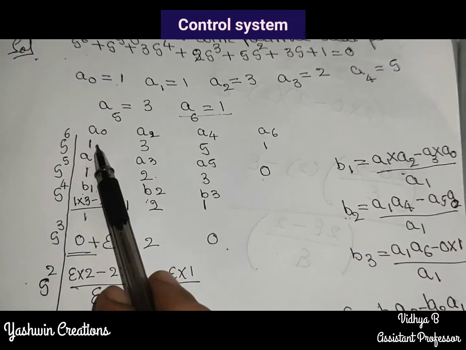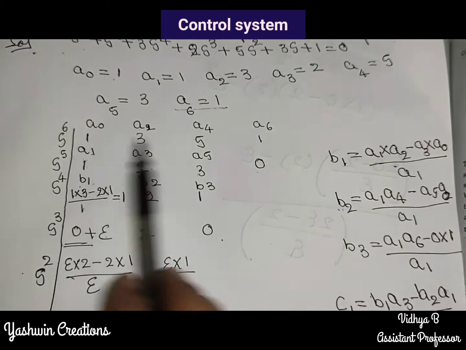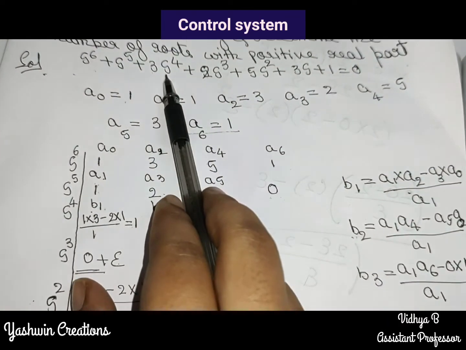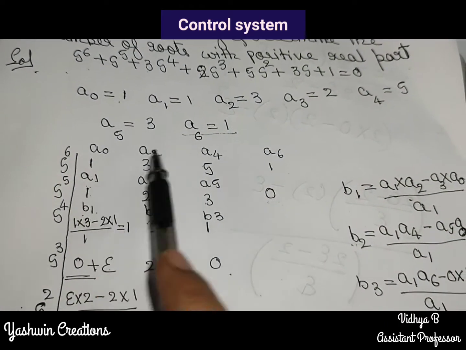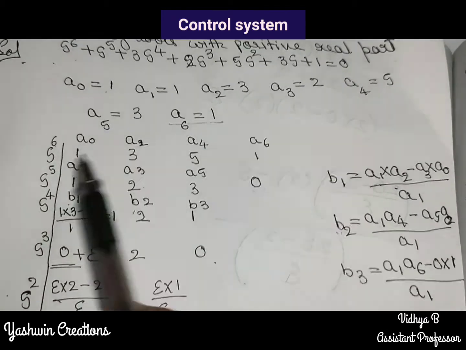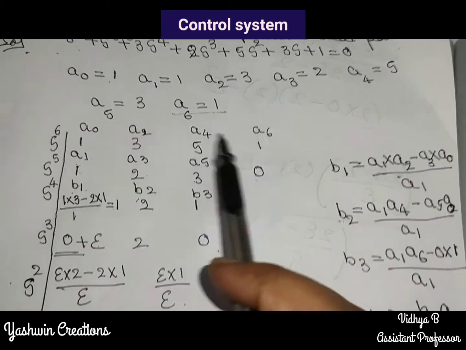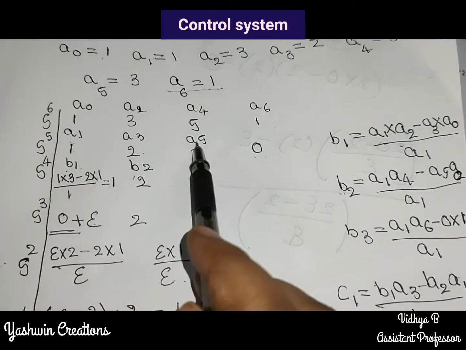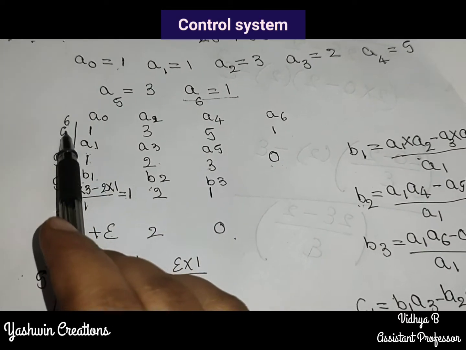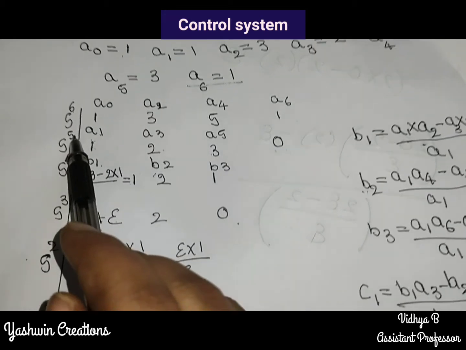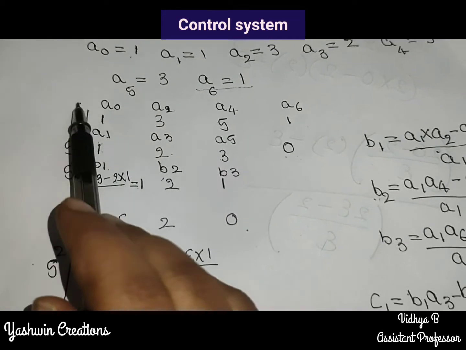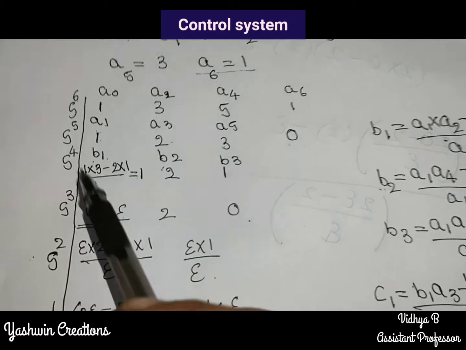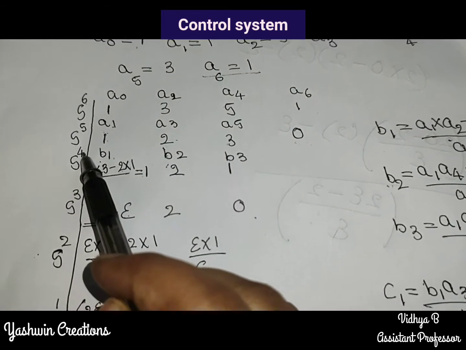A6 is 1. So the first two rows come from the characteristic equation. So A0 value, A2 value, A4, A6. The first row is the even coefficients. The next row is the odd coefficients, that is A1, A3, A5. First is s to the power of n, next s to the power of n minus 1. So s to the power of 6, s to the power of 5. Next row is s to the power of 4.